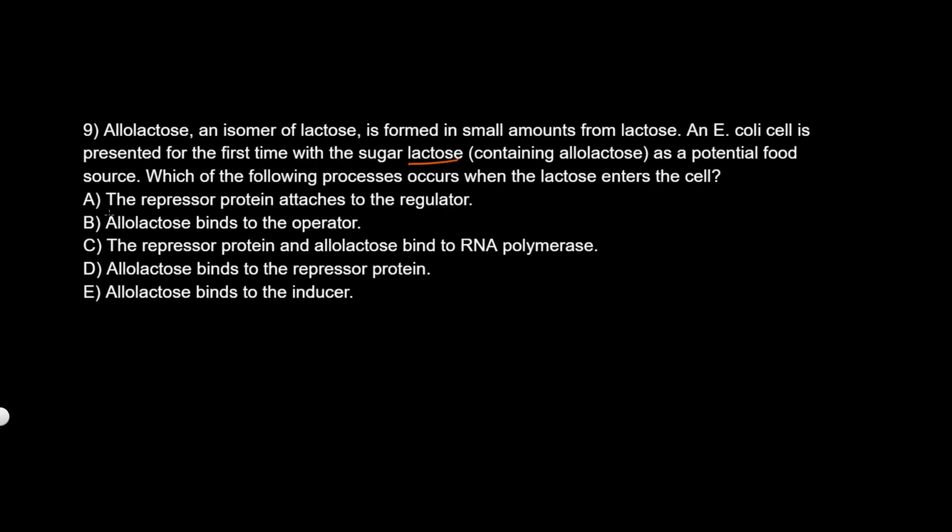So when allolactose is present, it'll bind to the repressor. Let's see. A, the repressor protein attaches to the regulator. B, allolactose binds to the operator. Nope, allolactose binds to the what? The repressor. C, the repressor protein, allolactose bind to RNA polymerase. No, they don't bind to the RNA polymerase. D, allolactose binds to the repressor protein. Yes, that must be it.